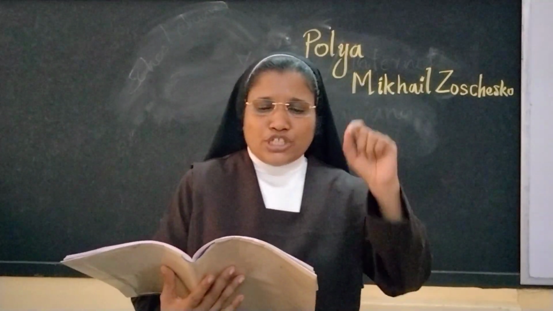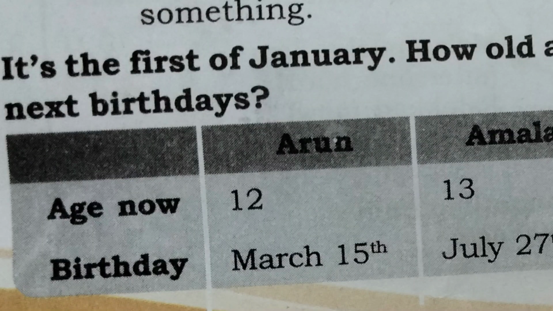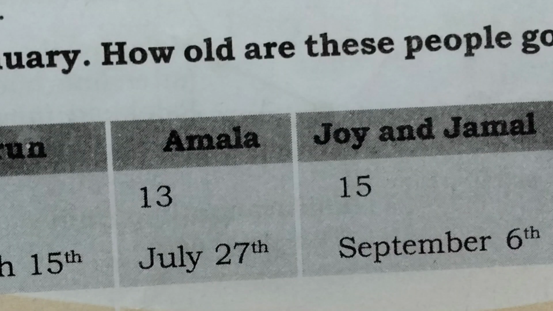Arun is going to be 12 on March 15th. It is given here: Arun, birthday March 15th. Then we can say that Amal is going to be 13 on July 27th. So in the same way, you have to write another sentence.